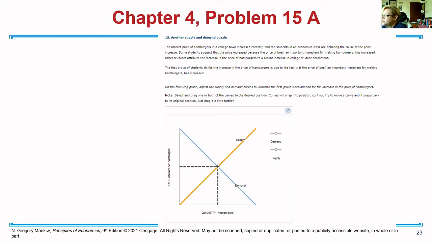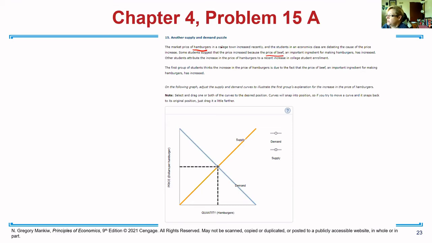So the market price of hamburgers in a college town increased recently. When students in the economics class are debating about the cause of the price increase, some students suggest that the price increased because of the price of beef. Okay, so I'm going to stop there and take a look. Okay, so we're examining hamburgers, and some students believe it is the price of beef.